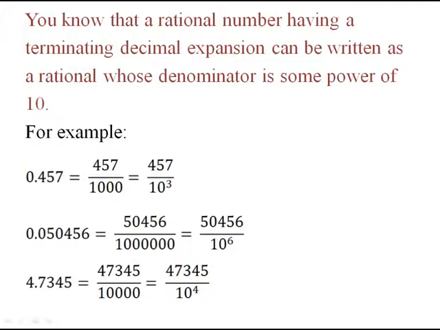Similarly, 4.7345 can be represented as 47,345 divided by 10,000, which is 10 power 4. So, the number can be represented as 47,345 divided by 10 to the power of 4.